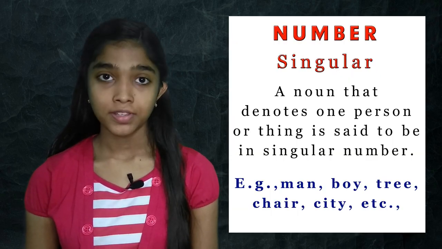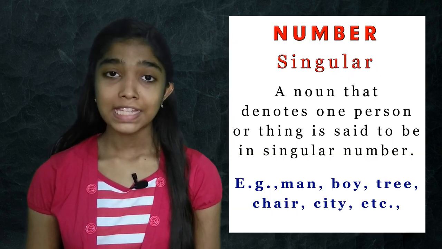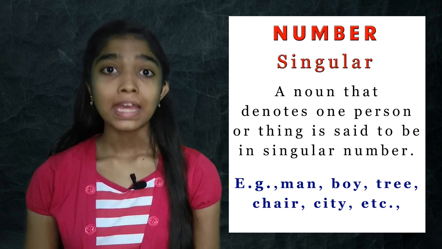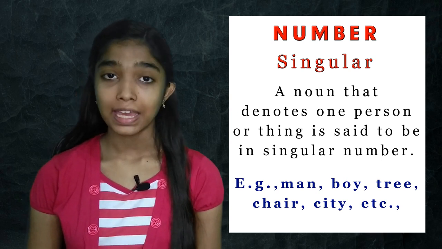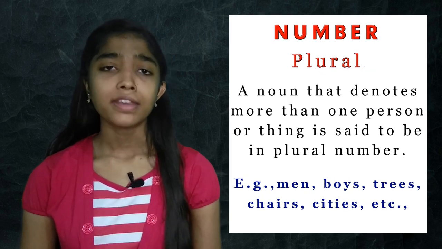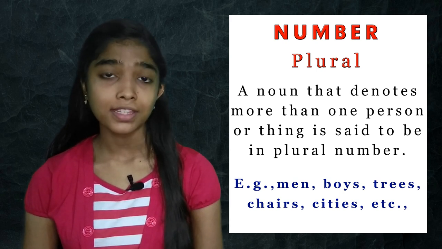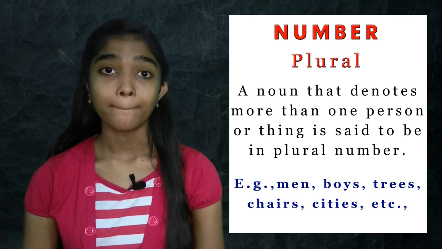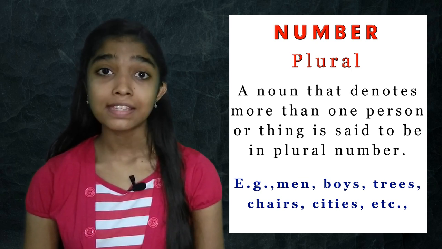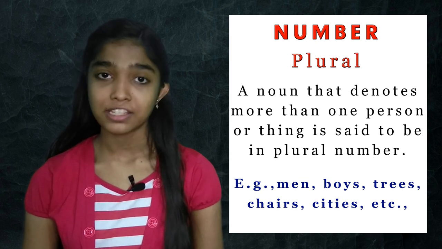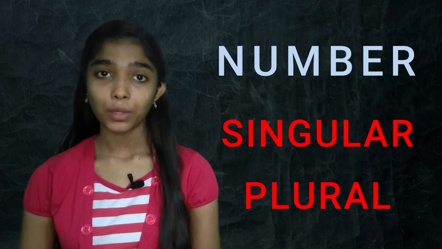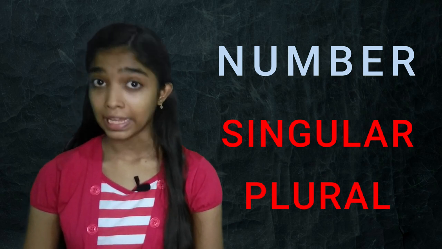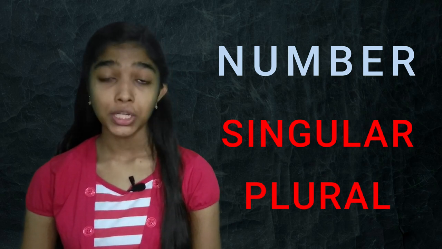A noun that denotes one person or thing is said to be in singular number, as man, boy, tree, chair, city, etc. A noun that denotes more than one person or thing is said to be in plural number, as men, boys, trees, chairs, cities, etc.